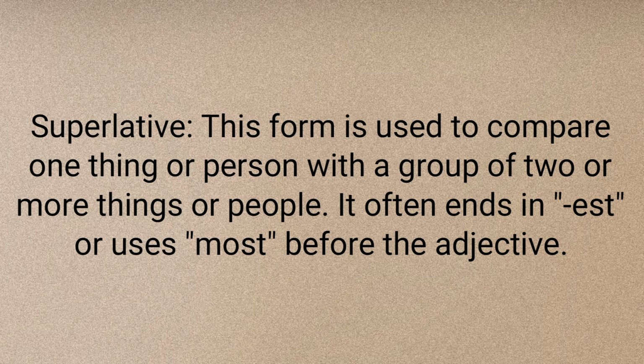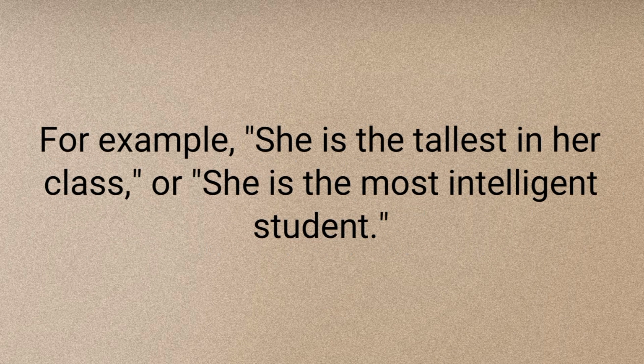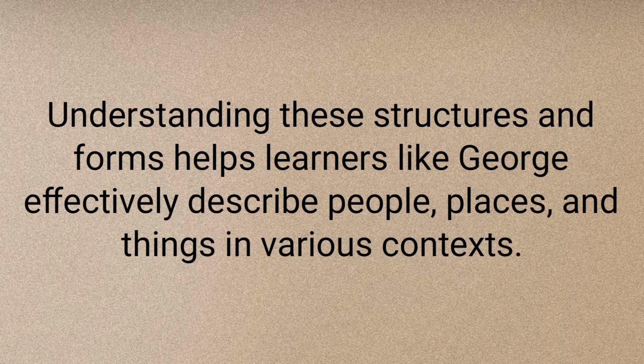Superlative. This form is used to compare one thing or person with a group of two or more things or people. It often ends in "-est" or uses "most" before the adjective. For example, she is the tallest in her class, or she is the most intelligent student. Understanding these structures and forms helps learners like George effectively describe people, places, and things in various contexts.